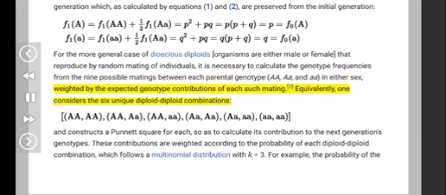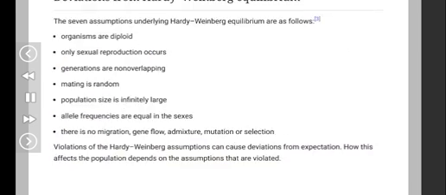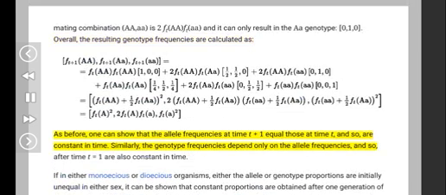Equivalently, one considers the 6 unique diploid-diploid combinations and constructs a Punnett square for each, so as to calculate its contribution to the next generation's genotypes. Contributions are weighted according to the probability of each diploid-diploid combination, which follows a multinomial distribution with k equals 3. For example, the probability of the mating combination AA, aa is 2 times f(AA) times f(aa), and it can only result in the Aa genotype, 0, 1, 0. Overall, the resulting genotype frequencies are calculated as before.